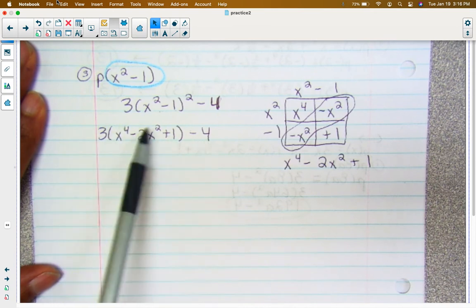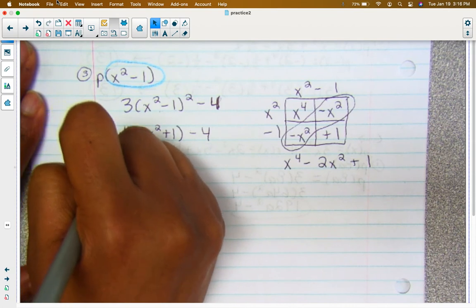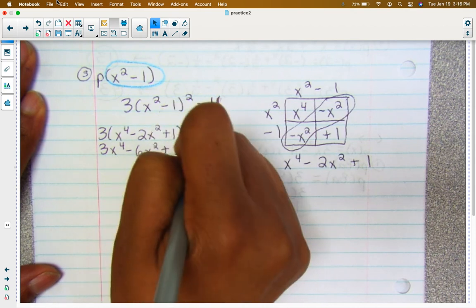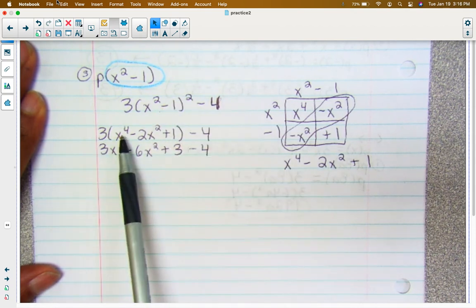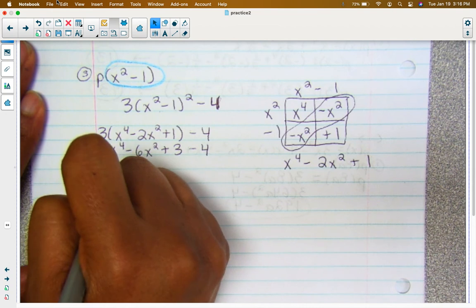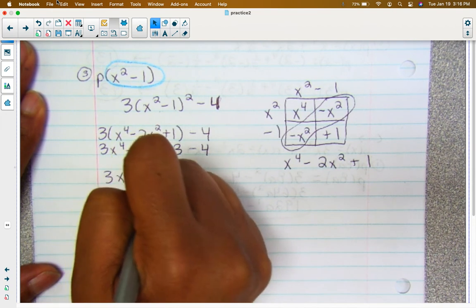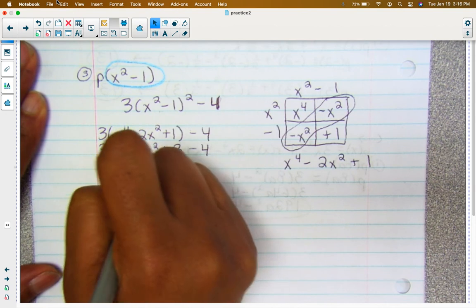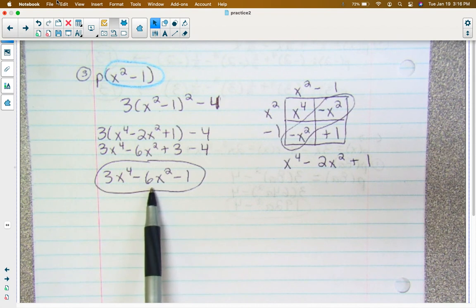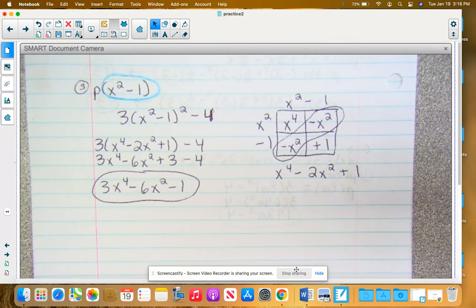Now I can go through and do the distributive property. 3x to the 4th minus 6x squared plus 3 minus 4. So we multiply. 3 times x to the 4th, 3 times negative 2x squared, 3 times 1. Now I combine like terms, so my final answer is 3x to the 4th minus 6x squared minus 1. So however many times you see the variable, you make a substitution into the problem. Sometimes you'll get a number back, sometimes you'll get a variable.